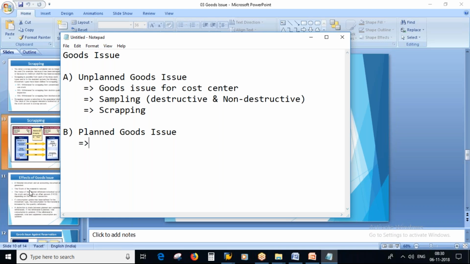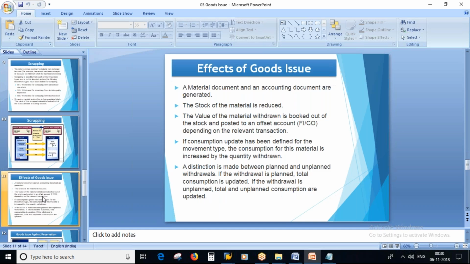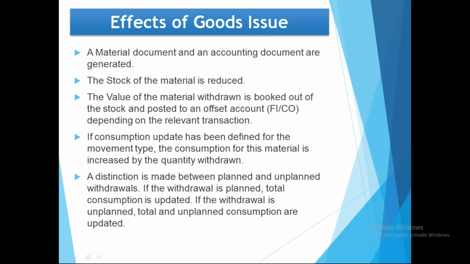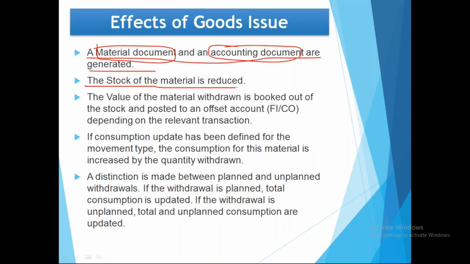Okay, so before that, we will understand effects of goods issue. Whenever you do the goods issue, the following effects will take place. A material document and an accounting document are generated. As we discussed previously, whenever you do any goods movement, the system will generate a material document and an accounting document.